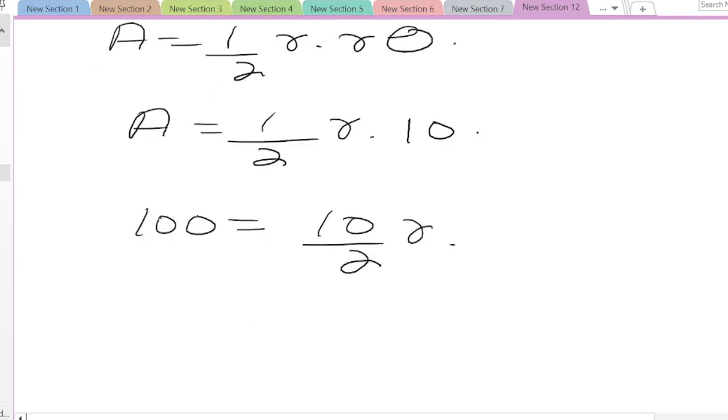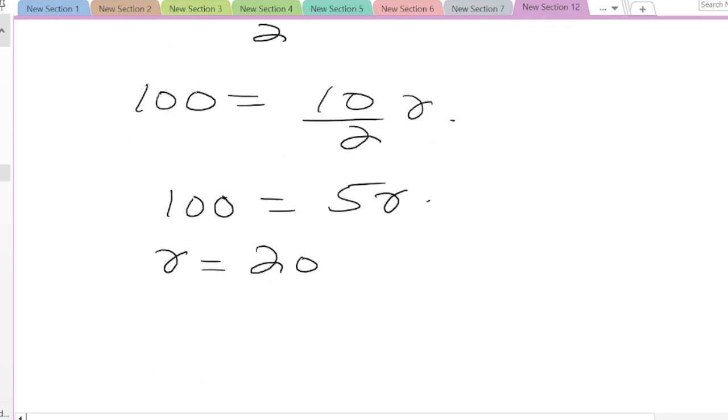So what will happen now? 10 divided by 2 is 5, so 100 will be equal to 5r, and we will get the value of r as 20. So this is our radius that we just found. So this is pretty easy. And what will be the unit? The unit will be dm.